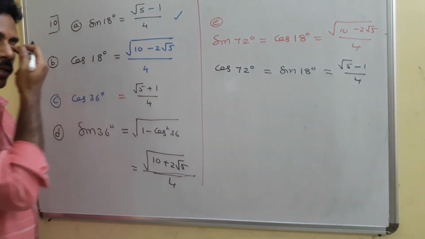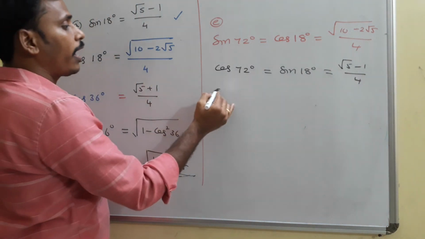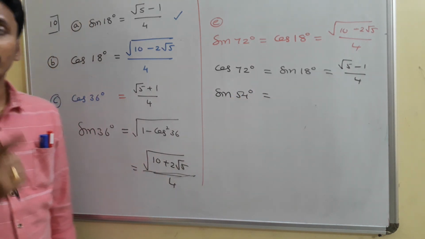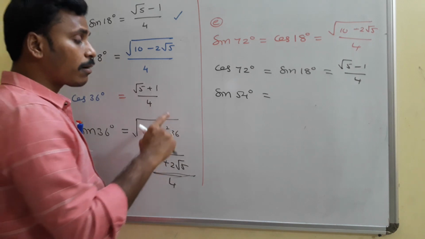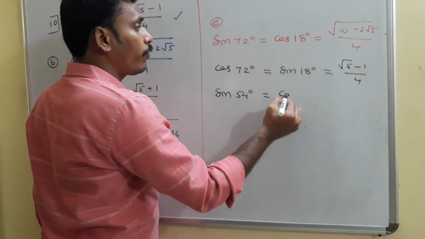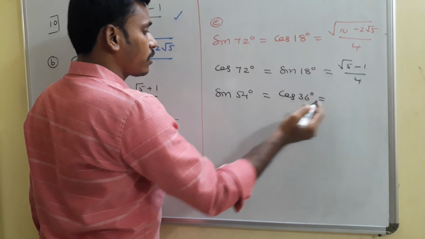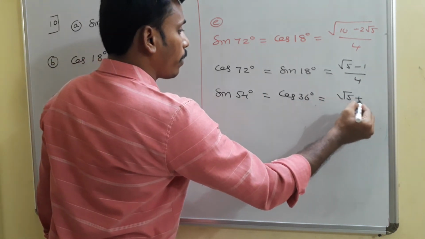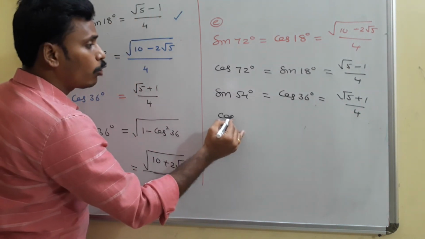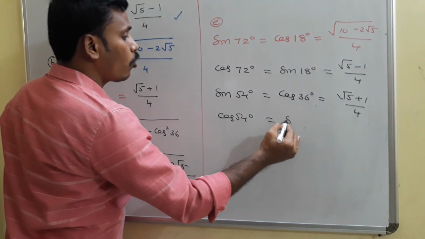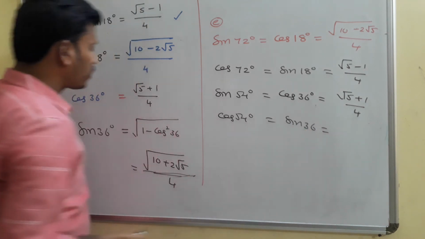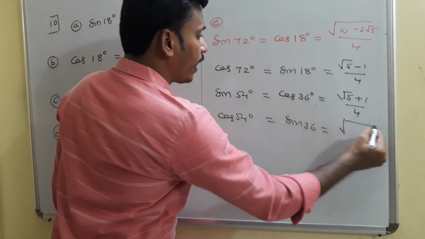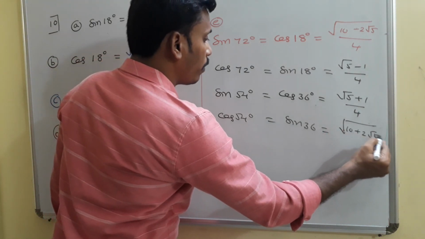You need to memorize all these things so that you can easily answer many other questions. Okay. And sin 54 degrees. Yeah, 54 plus 36 is again 90. So since the sum of those two angles is 90, sin 54 equals cos 36. And cos 36 value is how much? I have here root 5 plus 1 by 4. And again you need to find cos 54. Cos 54 we can write as sin 36, and the value is here, it is root of 10 plus 2 root 5 by 4.